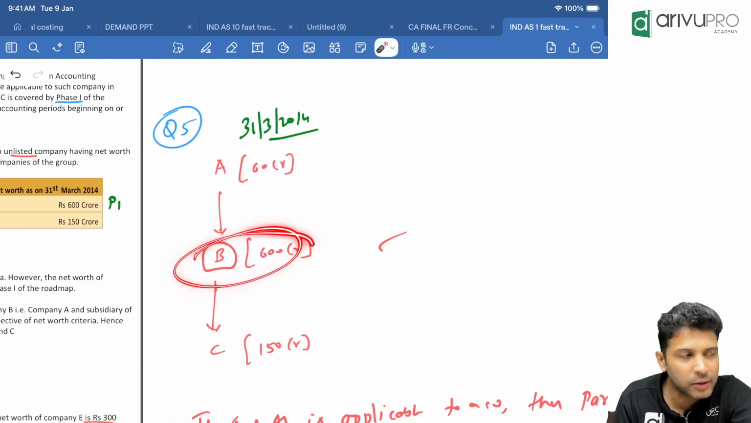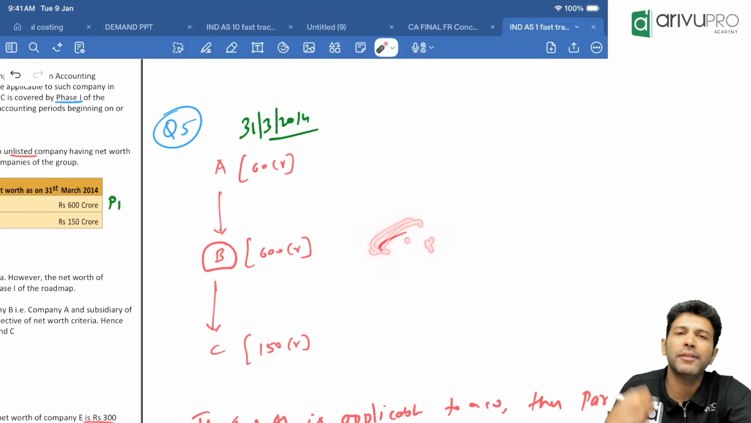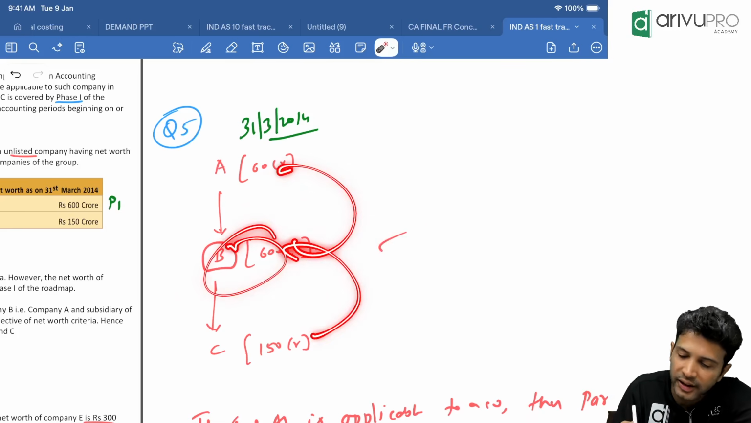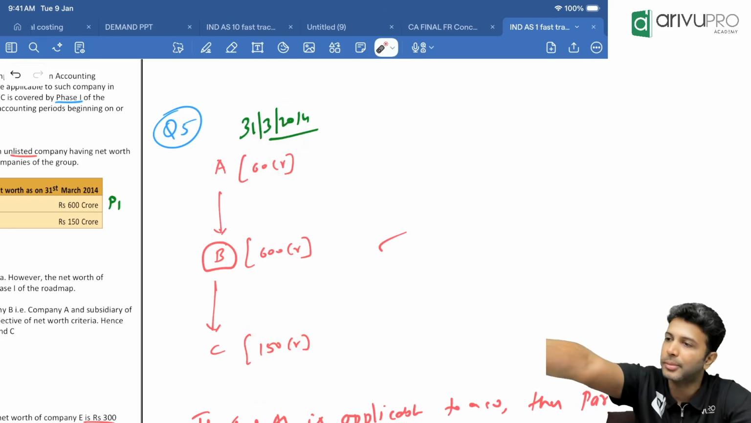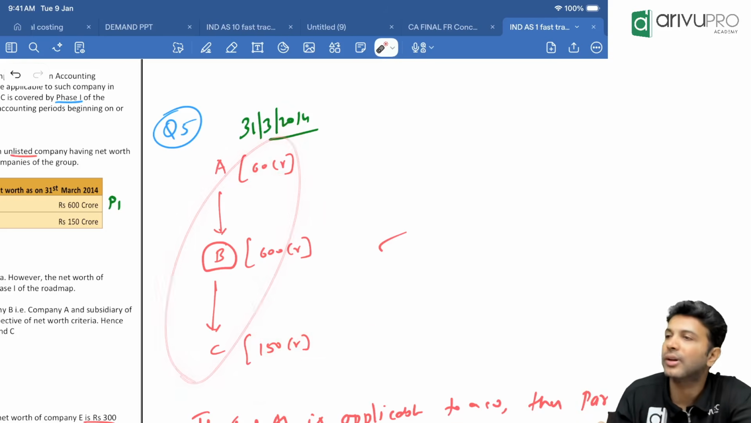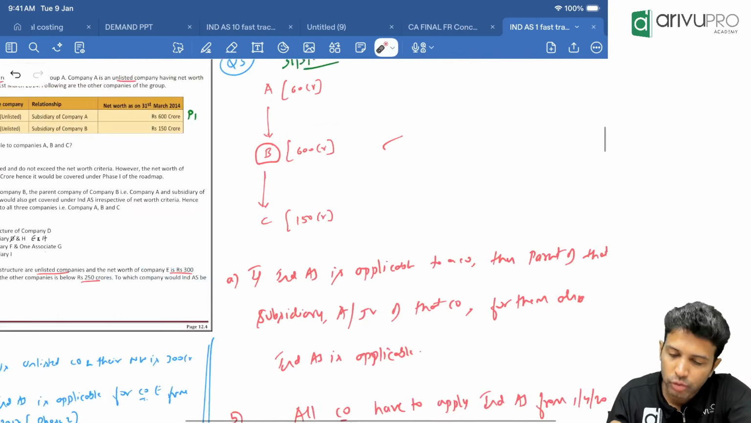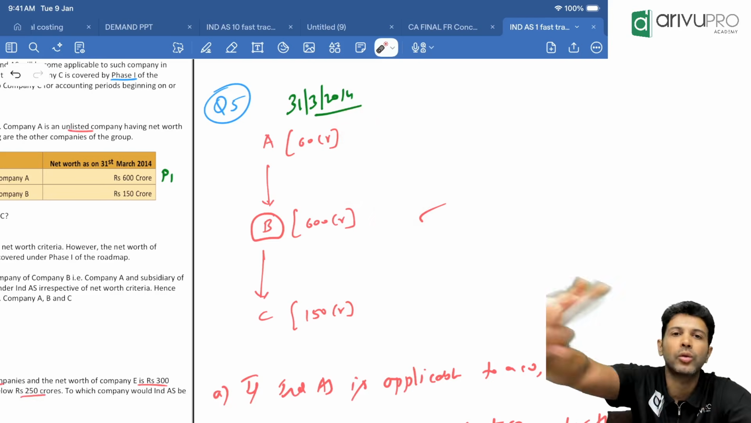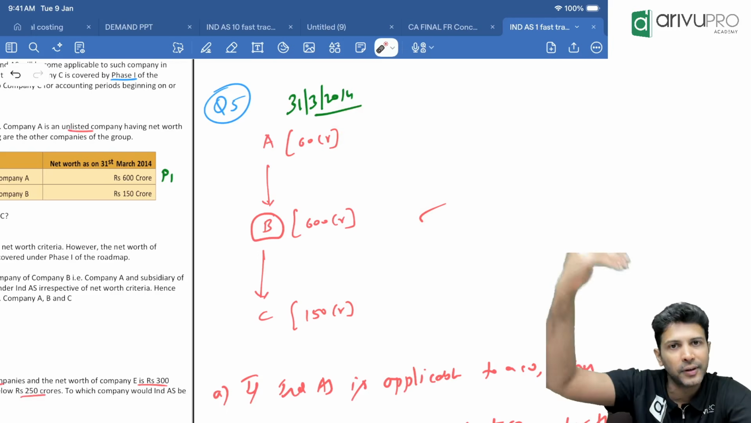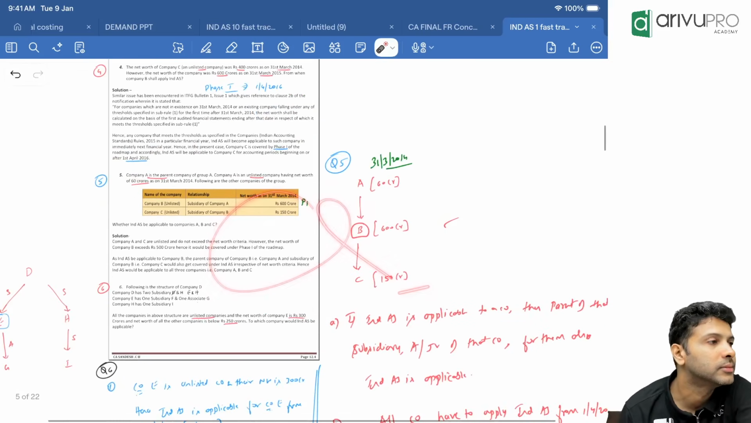B satisfied, B's net worth is 500 crores or more as on 31st March 2014. So B has to apply Ind AS. And we know if a company is applying Ind AS, their parent and their subsidiary also have to follow Ind AS. Whether the net worth limit is satisfied or not really doesn't matter. So all the companies will come under phase 1 and they have to apply Ind AS from 1st April 2016 onwards. Got it? This is a family affair. So if one company satisfies the net worth, then their parent, subsidiary, joint venture, associate, you don't have to check whether net worth is satisfied; still they have to apply Ind AS compulsorily. That's what this question is about.